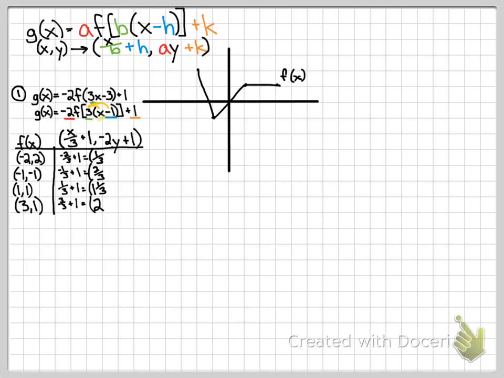Those are the x values. Now I'm going to take every y, multiply it by -2 and add 1. 2 times -2 is -4, plus 1 is -3. -1 times -2 is 2, plus 1 is 3. 1 times -2 is -2, plus 1 is -1, and the same thing for the last answer. So these are the new points.